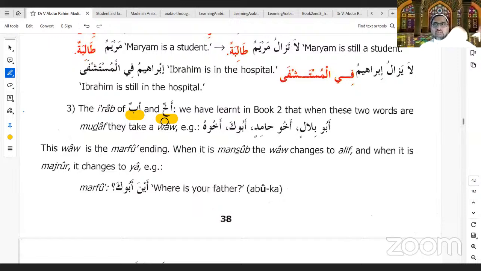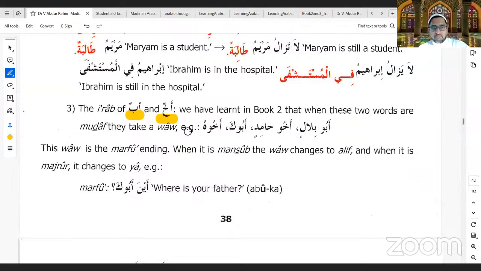Now these 5 or 6 words, what happens is that when you make them mudaf to a pronoun apart from my, when you say my father and my brother, you'll have akhi and abi. But when these words come with a pronoun apart from my, between the noun akhun and the pronoun, you insert a waw. So akhuhu, abuka, akhu Hamidin, Abu Bilalin. This is a ruling whenever these words become mudhaf. We did this in book 2 as well.